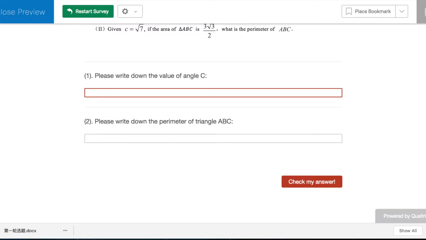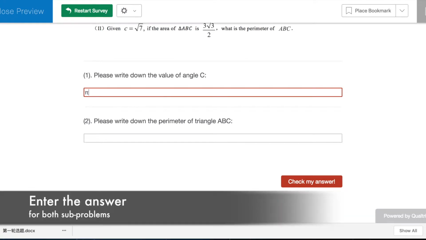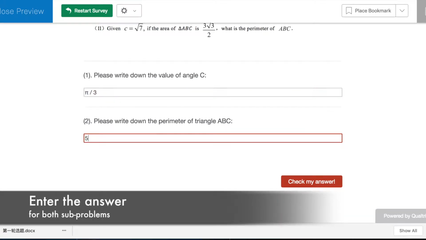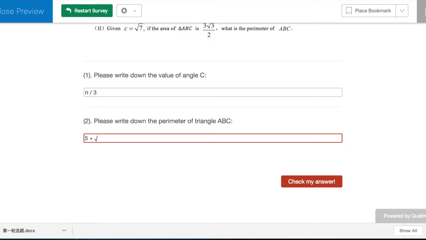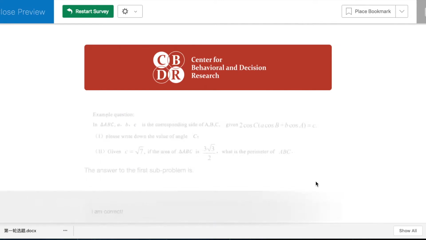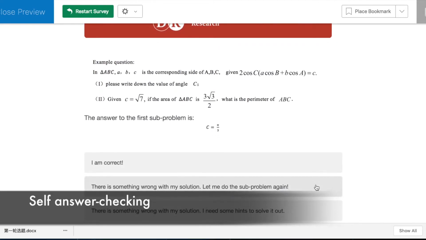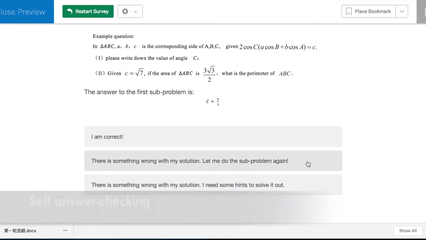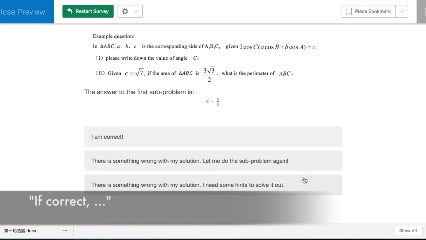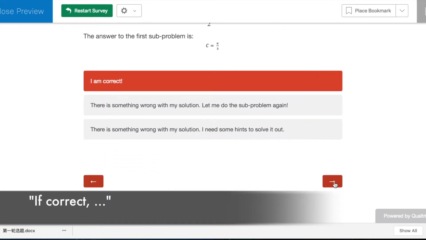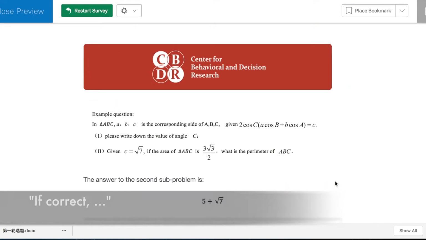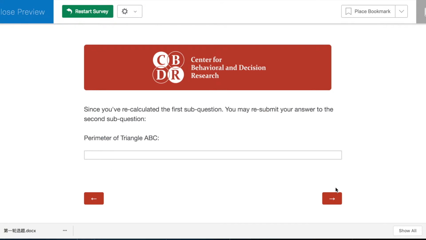After the learners finish their problem-solving process, they are required to enter the answer for both sub-problems, and then they can submit to check their answer. They will do self-answer checking after they see the correct answer. There are three options for the learners. If they are correct, they will be directed to check the answer for the second sub-problem without wasting their time on going through all the hints and steps.